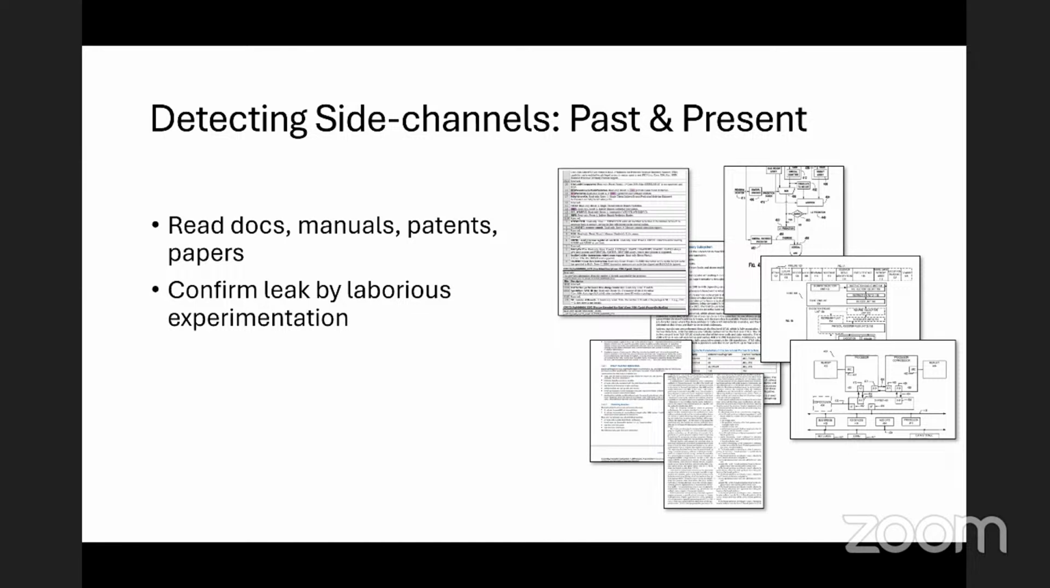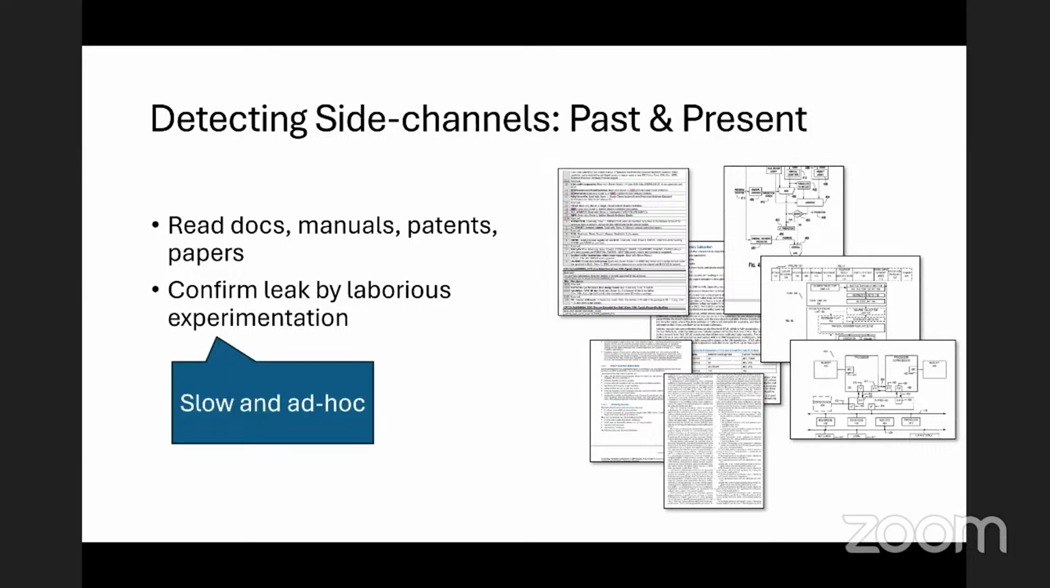Well, usually through manual labor and creativity. So you need to read documents, manuals, patents, papers. You get an idea of what's going on under the hood in the CPU, and then you make a hypothesis and confirm that by manual experimentation. And this is a very slow and ad hoc process. And most importantly, stuff that's undocumented is even harder to find. So if stuff is not documented in a patent or a manual, then good luck with finding those leaks. So it's slow, it's ad hoc.